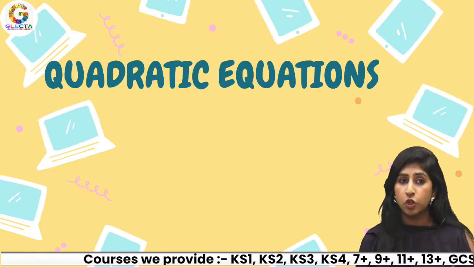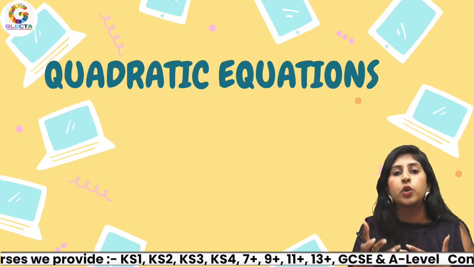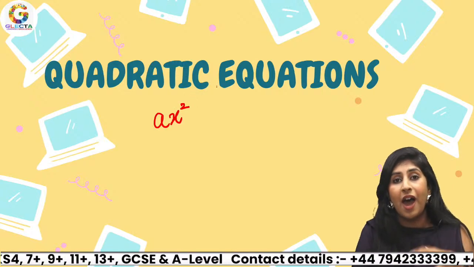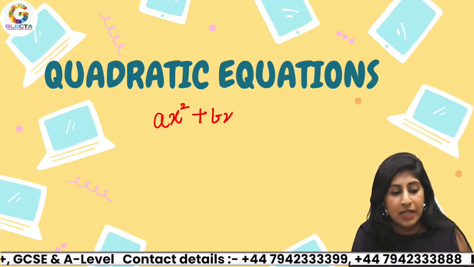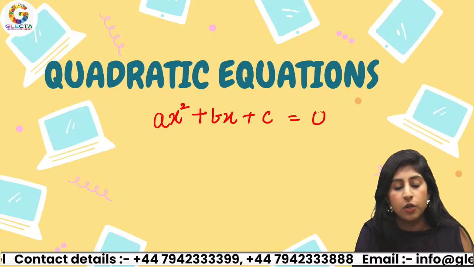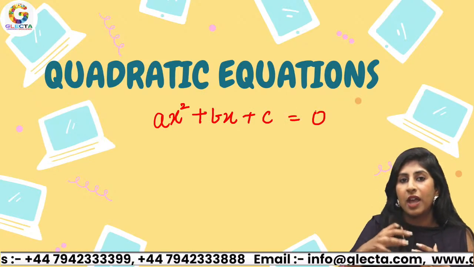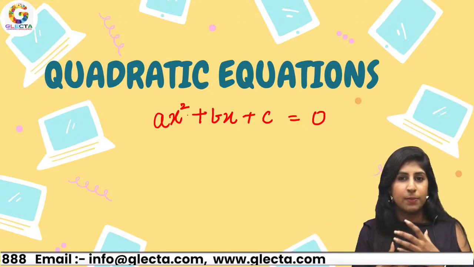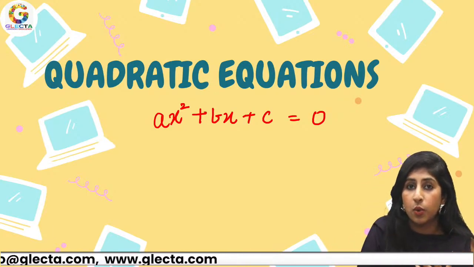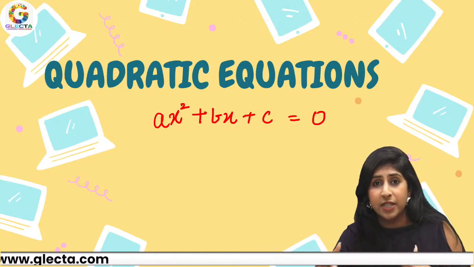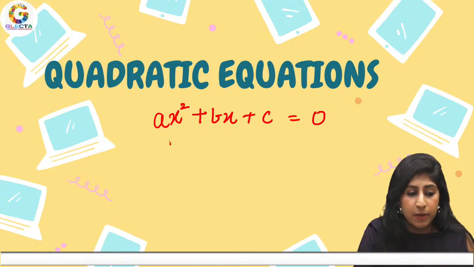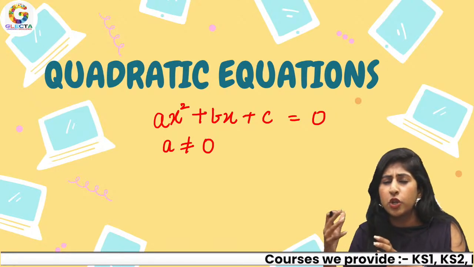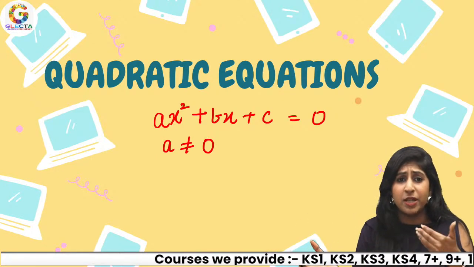Now coming to the next concept of quadratic equations. What do we understand by a quadratic equation? Any equation in which the highest power of the variable is 2 is called a quadratic equation. So I need the term of x squared. Over here, x squared could be multiplied by some number like 2x squared, 3x squared, or 5x squared plus 7x plus 3, anything like that. But make sure that this number is not 0, because if a is 0, then it is not a quadratic equation anymore. It becomes a linear equation.